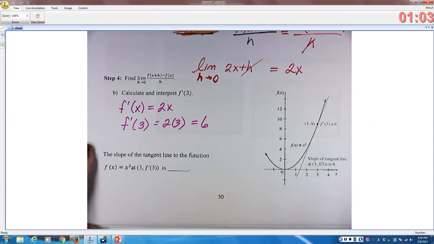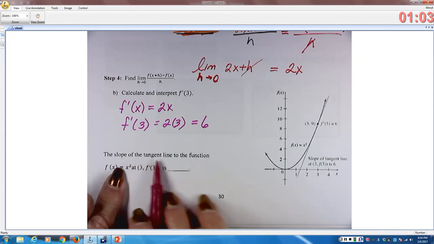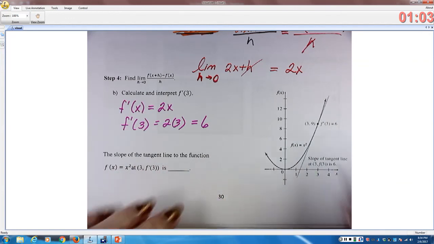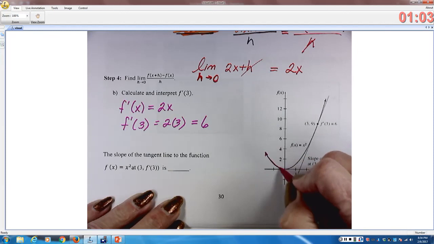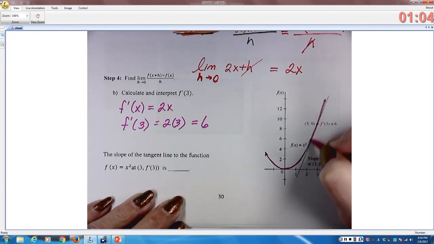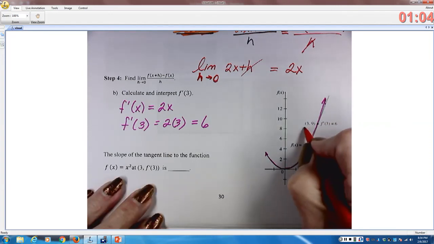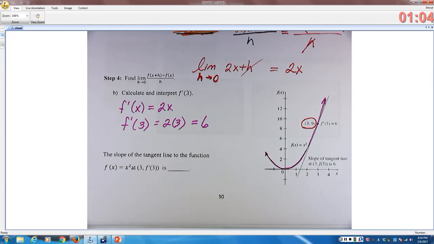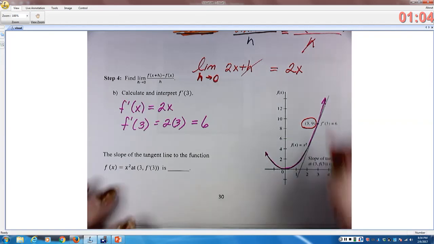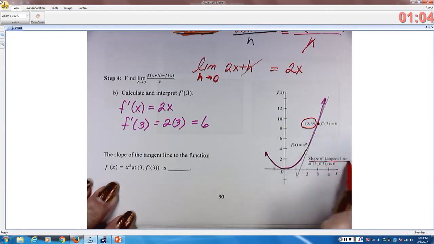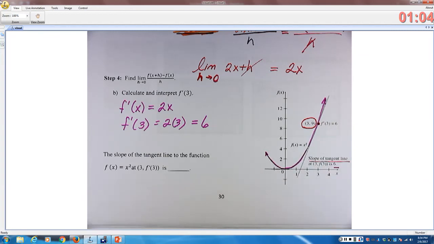And what we've done is find the slope of the tangent line to the function f of x equals x squared, which is this curve, at the point where x is equal to 3, which means the y value is 9. At that point, the slope of the tangent line is 6. Which means the slope of the curve at x equals 3 is 6. Okay?